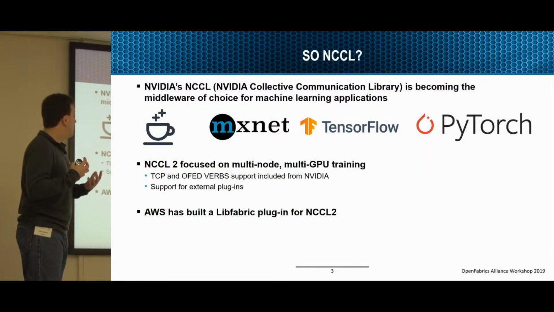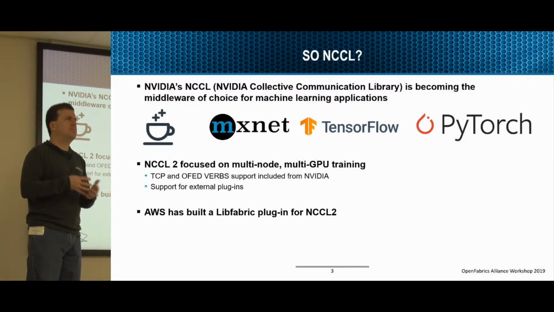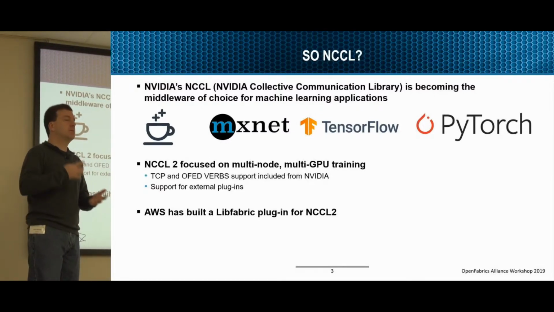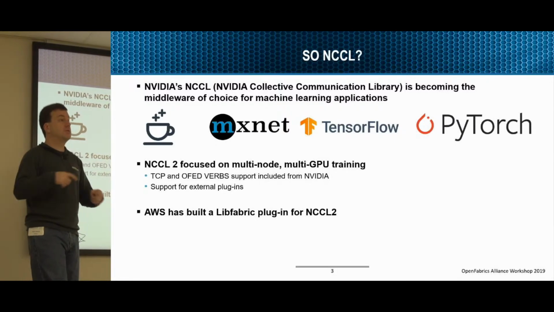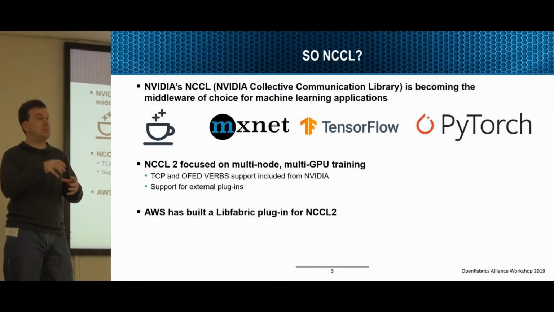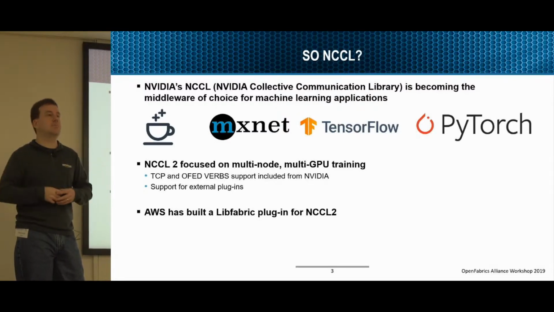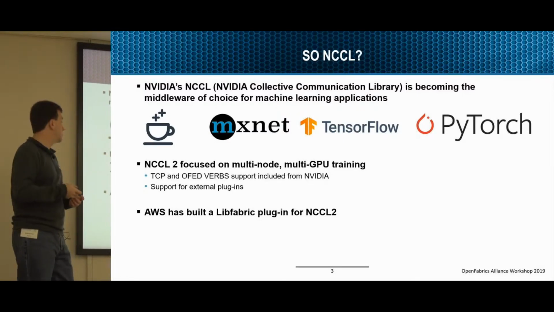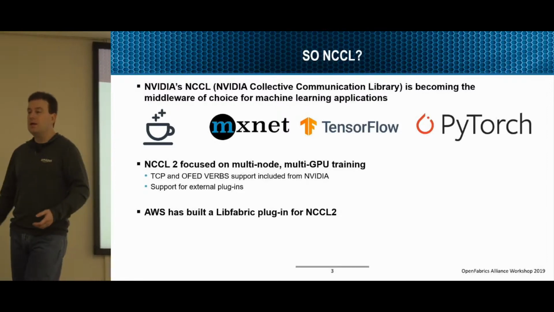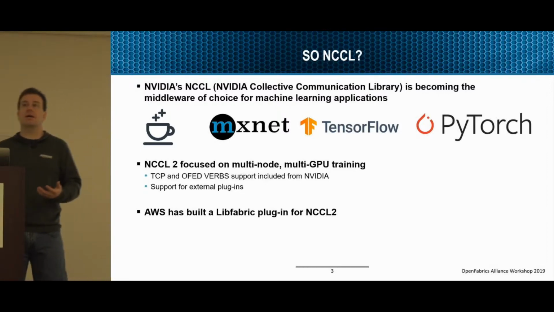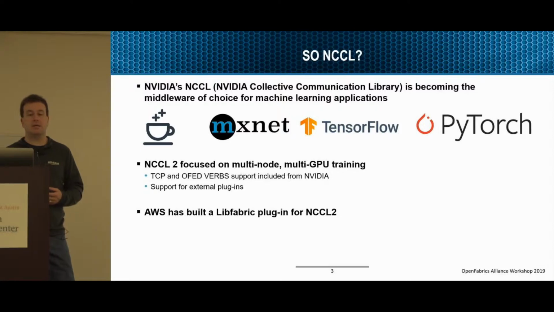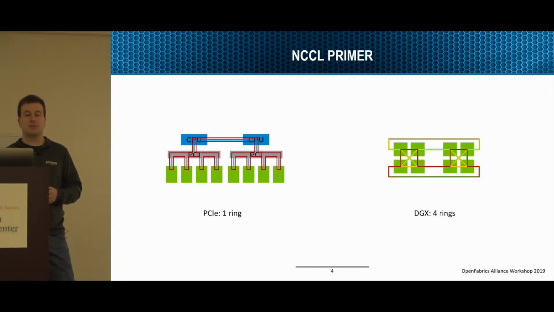But Nickel 2, which came out about 6 months ago, is largely focused on distributed node training. So it supports both multi-GPU inside an instance or a node, and then multiple GPUs across multiple nodes. And so we had to glue the two together and built a Libfabric plugin for Nickel 2.